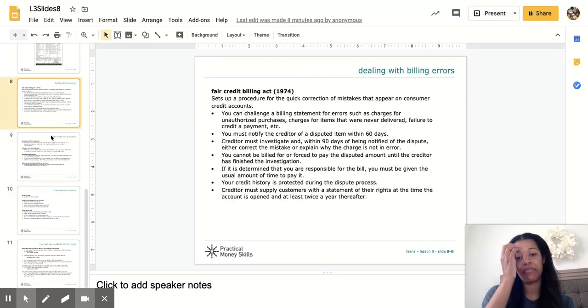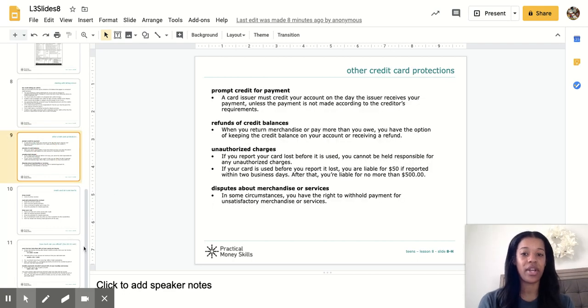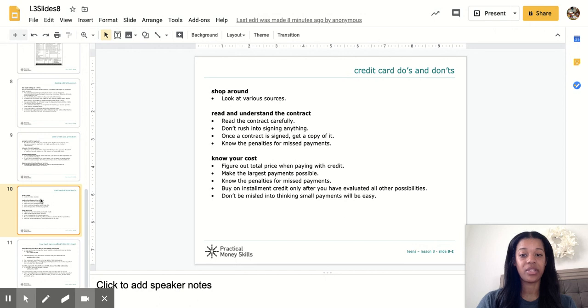The Fair Credit Billing Act sets up a procedure for the quick correction of mistakes that appear. So you can challenge and go back and forth with the mistakes. You must dispute the item within 60 days. These are important to know because a lot of people think if they have something on their credit, they're just stuck. And that's just not the case. This Billing Act guarantees that you're able to challenge the credit company. Prompt credit for payment: a card issuer must credit your account on the day the issuer receives payment. Refunds of credit balances. Unauthorized charges, right? So if your card is lost or stolen, you can call in and report that as well.